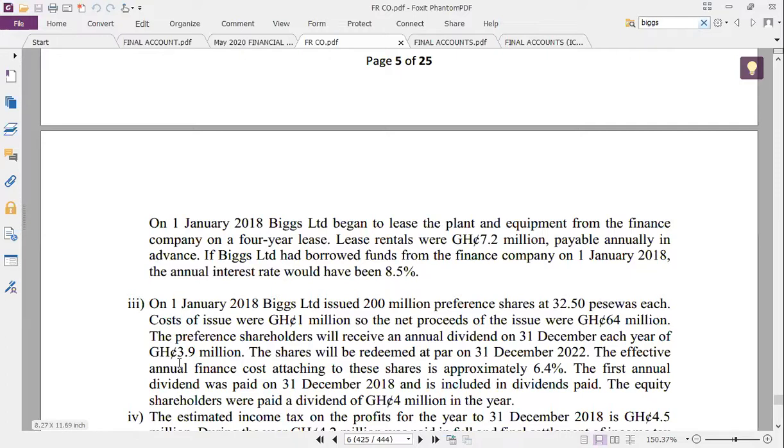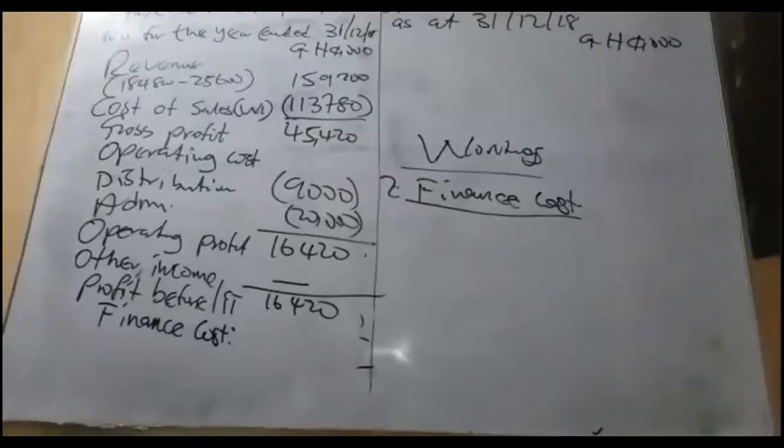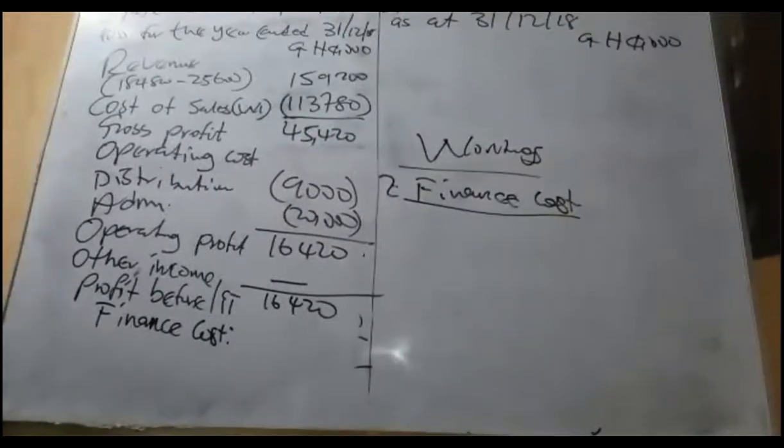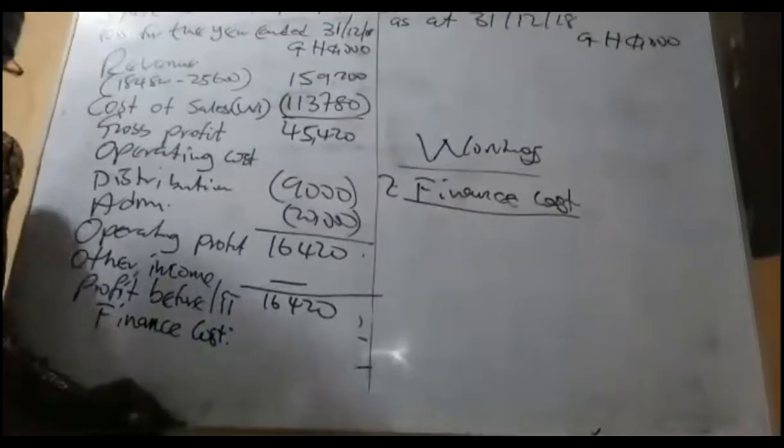Good. So for preferences, we had 3.9 million, right? And then we calculated 6.4%. We said that is the effective interest rate that will go to the finance charge, right? Good. So what was the answer? Please, let's bring it. Okay, let's calculate it again. So we drew the amortization table. So let me just bring it.